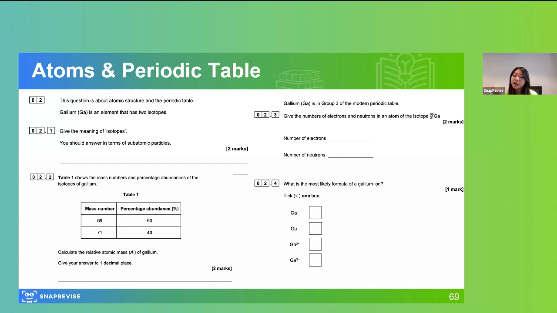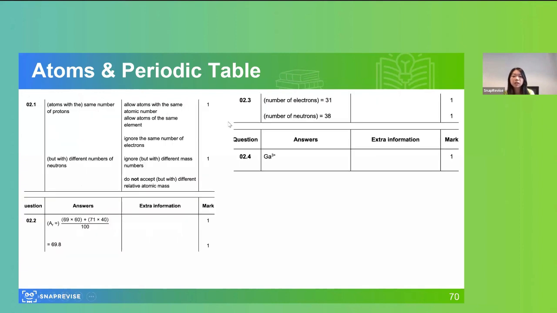So I instantly say, okay, the likely formula for the gallium ion is probably going to be gallium 3+. That is the trick that I use. I think it's a really good cheat trick and it's really easy if they ask you for an ion. Just look at the group, and the group that it's in is going to be the most likely ion it's going to form. So here are the answers for this question.